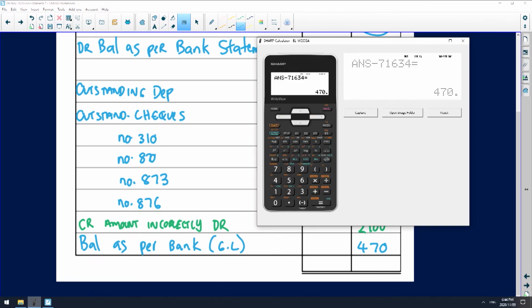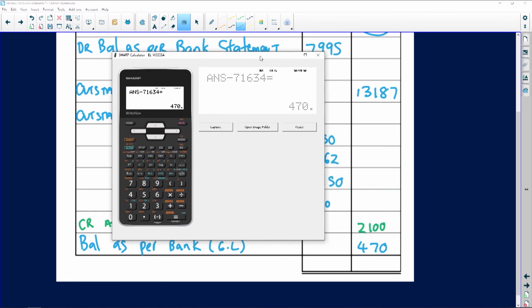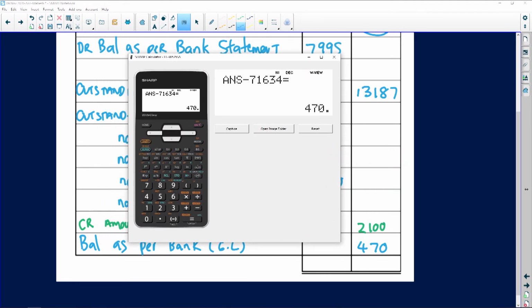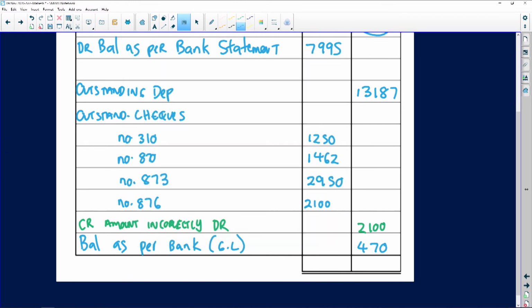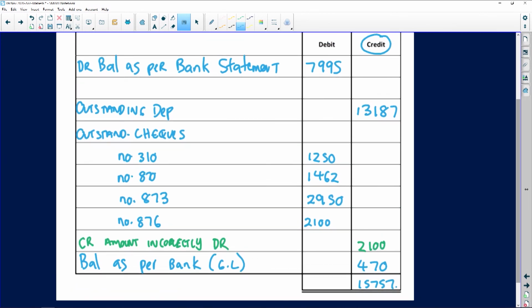So hopefully we didn't, right? So let's quickly add up. We're going to add up the credit side first. So we're starting off with 13,187 plus 2,100, and then plus 470. So we are ending up with an amount of 15,757, and hopefully the debit side is going to give us the same total.